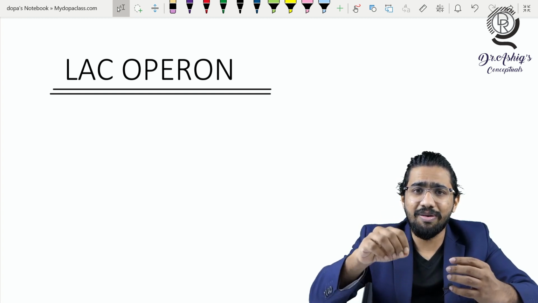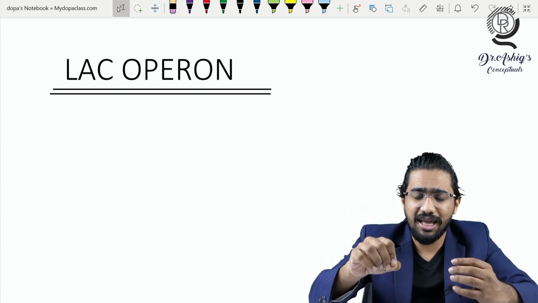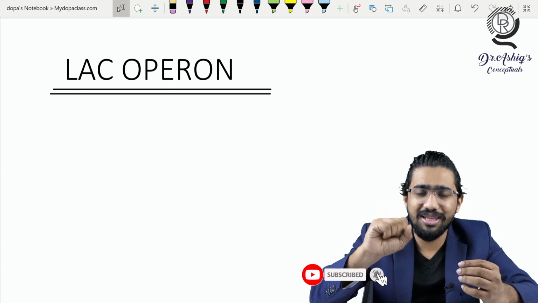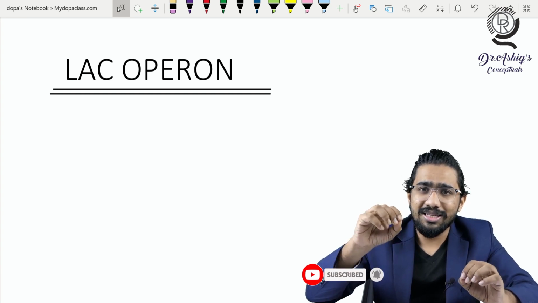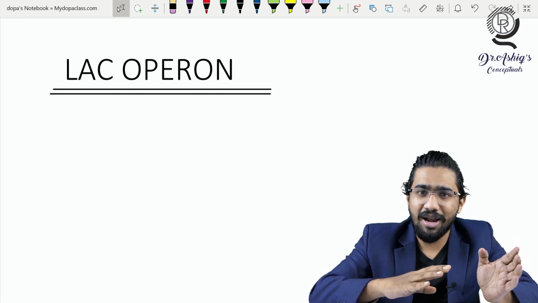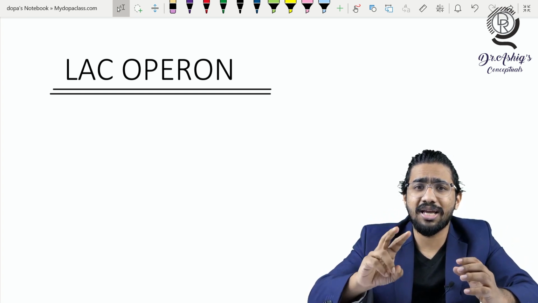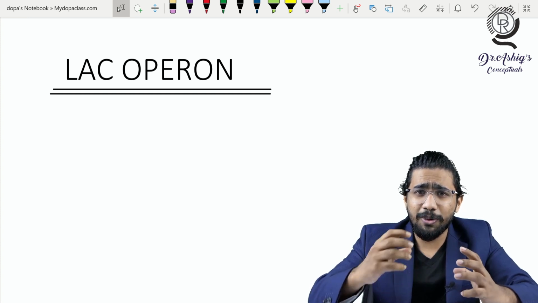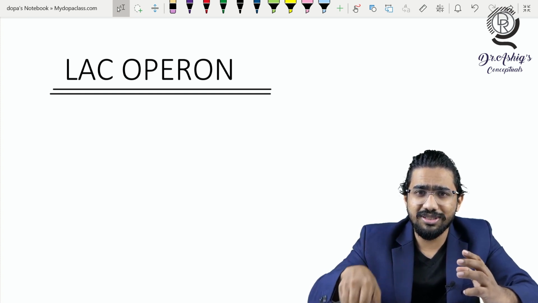Our body will turn off that gene at that time, and whenever we need that protein, the body will turn on that gene. So how does the body turn genes off and on? That is explained by the concept of the Lac Operon, put forward by two scientists, Jacob and Monod. Let's see the details of the Lac Operon to study how this switch on and switch off is done.